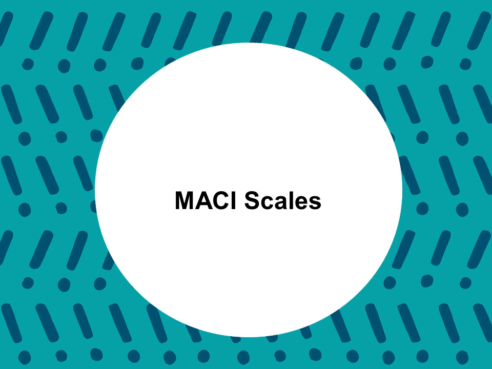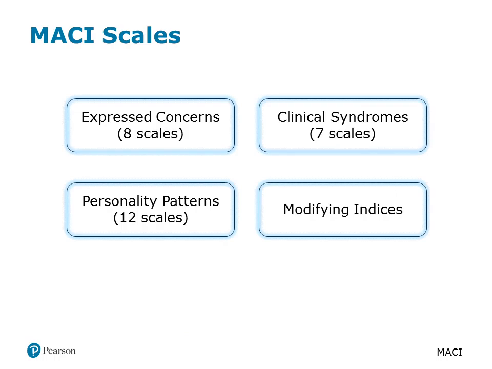So I want to spend a few minutes looking at the scales that are offered with the MACI. I mentioned these scales before, expressed concerns. There are 8 scales that assess expressed concerns, 7 that assess clinical syndromes, and 12 that assess personality patterns. I'll talk about each group of scales here in a minute.